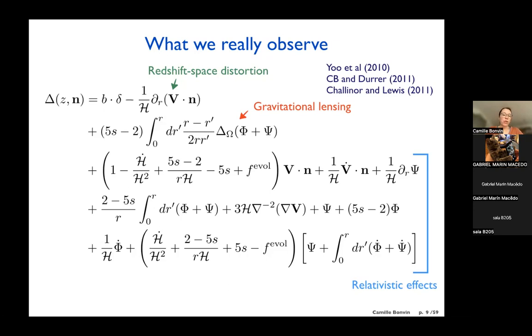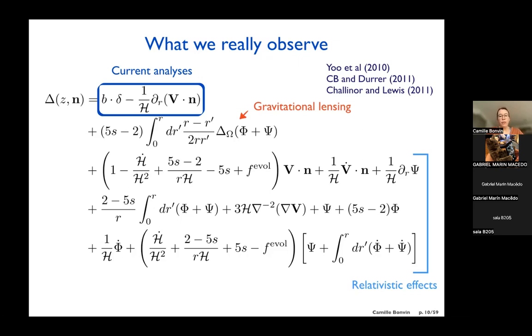So these expressions really describe what we are observing in the linear regime, all the terms that contribute to our observation. However, at the moment, this is not the expression that is used to analyze current data. What people are using for current surveys is the first line, the sum of density perturbation and redshift space distortion. And all the other terms are neglected, and they are neglected for a good reason, which is that they are strongly subdominant in the regime probed by current surveys.